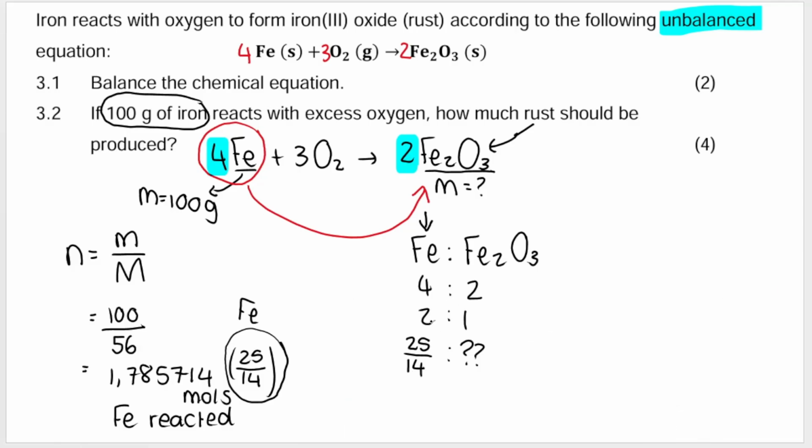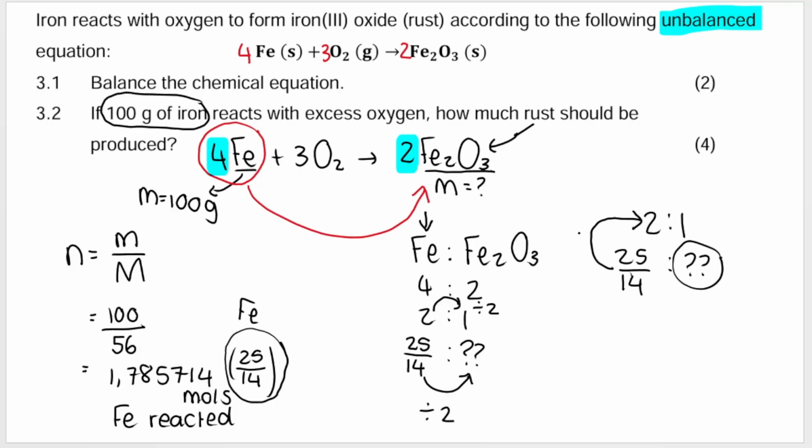Now, I don't mind how you do ratios, but I think of it like this. How do you get from 2 to 1? You must divide by 2. So you're going to have to divide this fraction by 2. Another way to think of it, and this way will also always work: this is my unknown, this is what you have. You divide on the side of your ratios, times on the top. Divide side times top. So 25 over 14 divide by 2 times by 1. And I get the following.